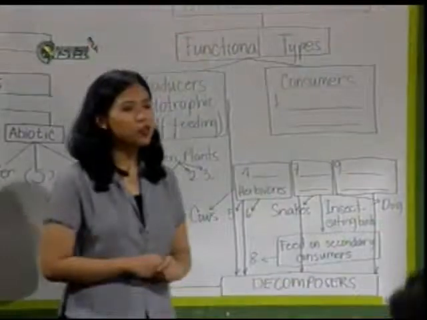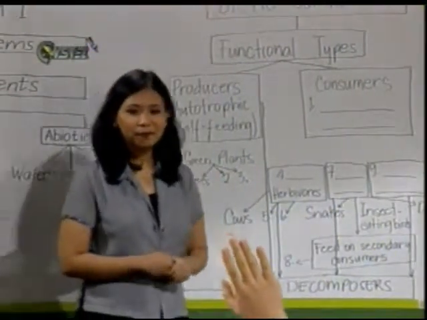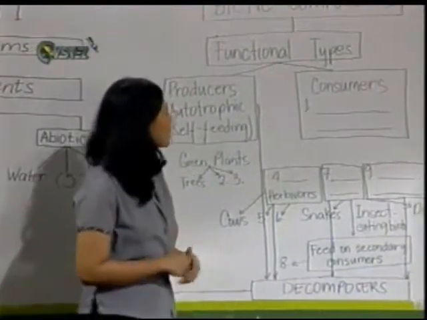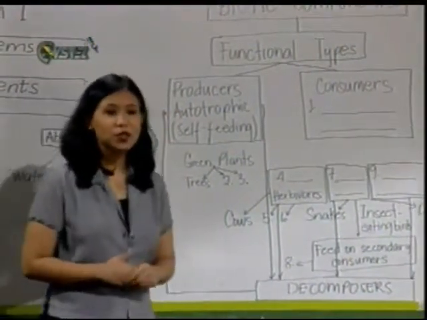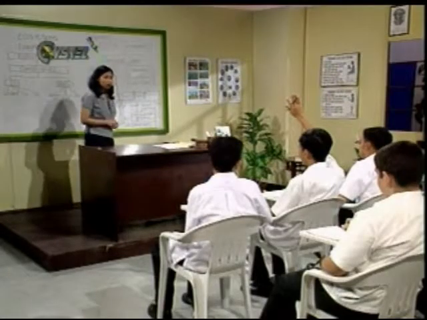Okay, now what about the first-order carnivores? Any idea? J.O.? The snakes, the birds, and the foxes. Okay, and then from this diagram also, what do the decomposers feed on? Let's see. Marv? From the diagram, the decomposers feed on producers and consumers.